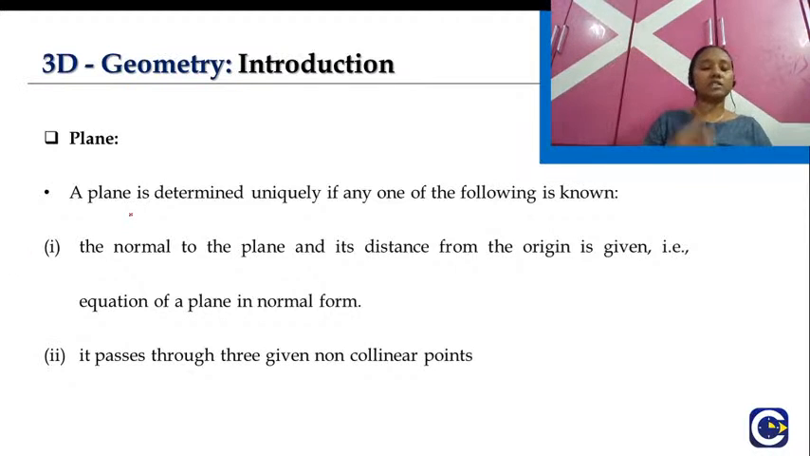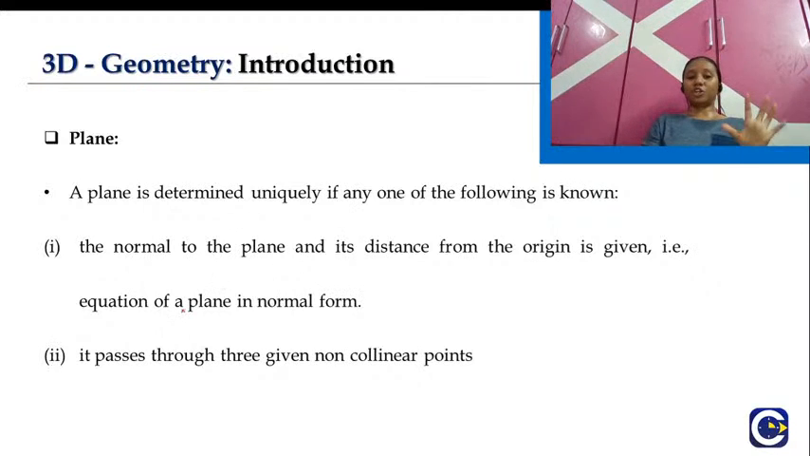Right. So here there are some points you have to keep in mind. That is, a plane is determined uniquely if any of the following is known. So we can actually determine a plane if any of these given points are mentioned in the question. The first one is the normal to the plane and its distance from the origin is given. That is the equation of plane in normal form.